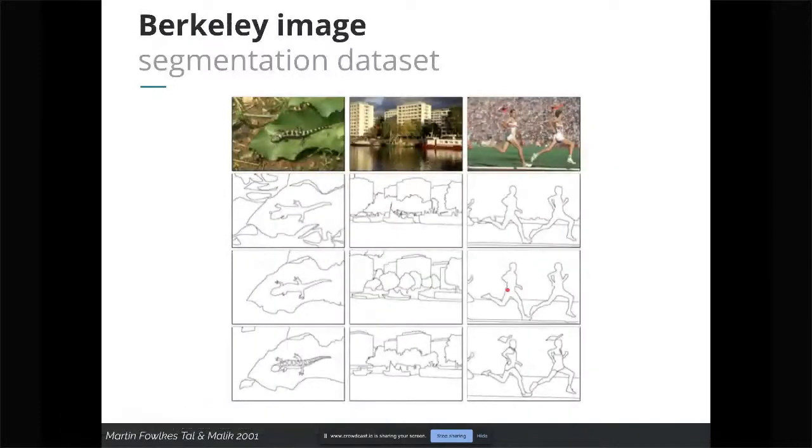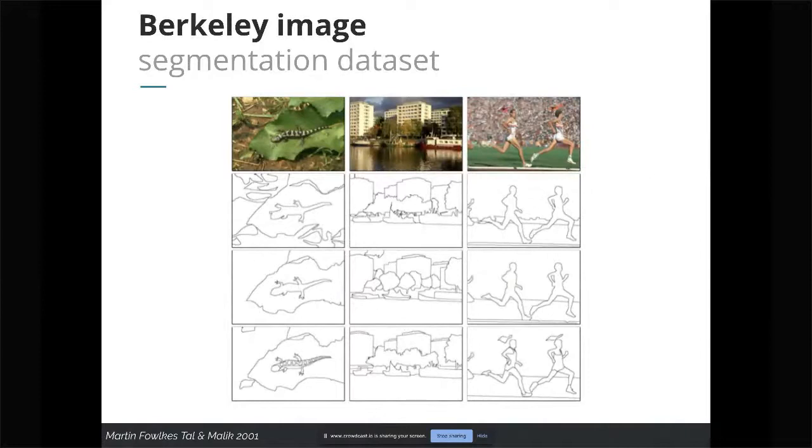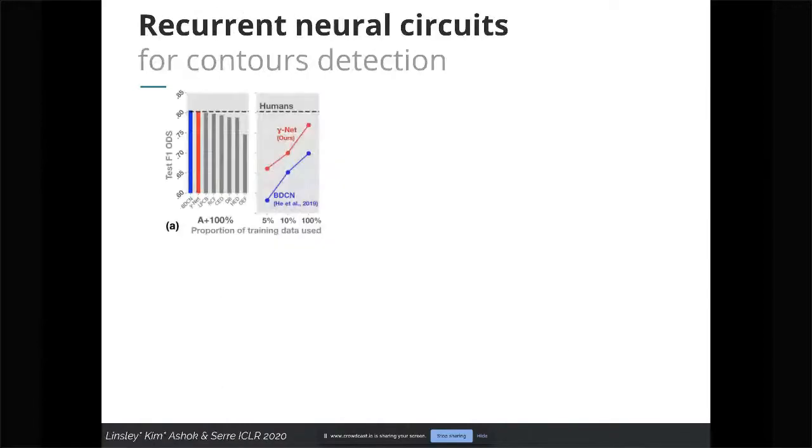What I'm going to tell you about today is the fact that now, again, we have a hierarchy of processing stages, and we're going to be training this recurrent neural network for the detection of contours on the Berkeley image segmentation datasets. I should point out from the beginning that the level of accuracy of the state-of-the-art on this Berkeley dataset is already human level. And the state-of-the-art on this dataset are very deep feed-forward neural networks. This is called BDCN here.